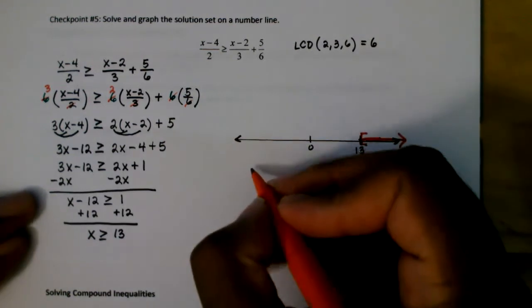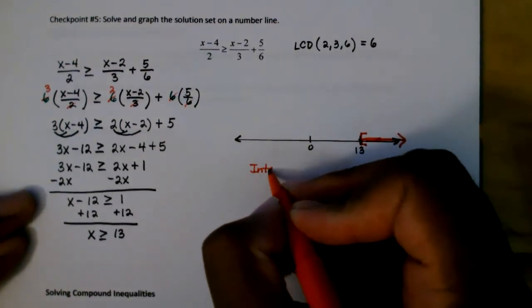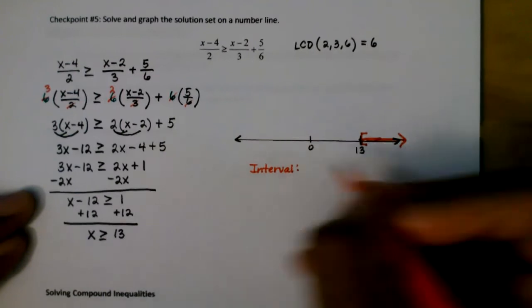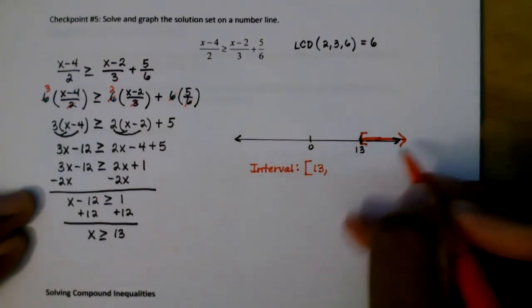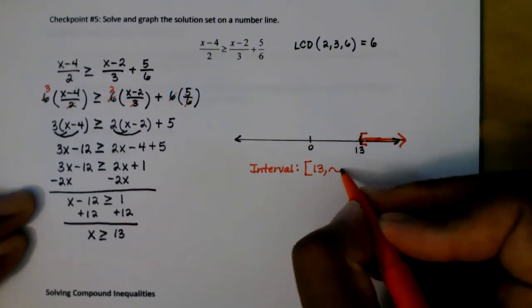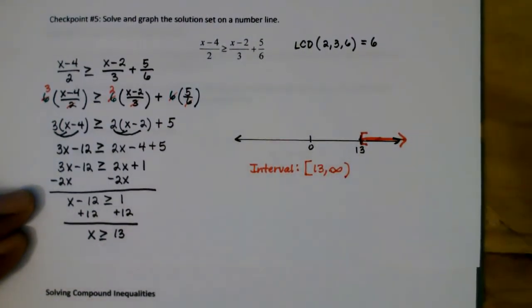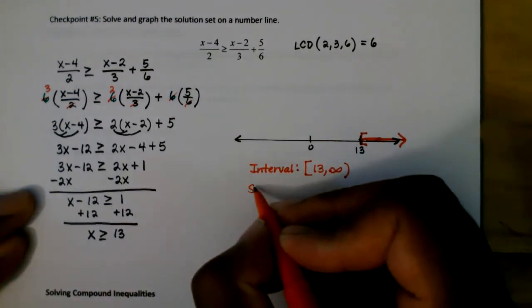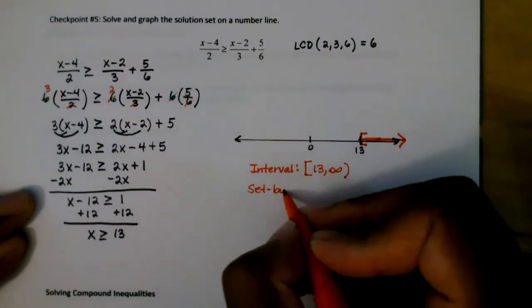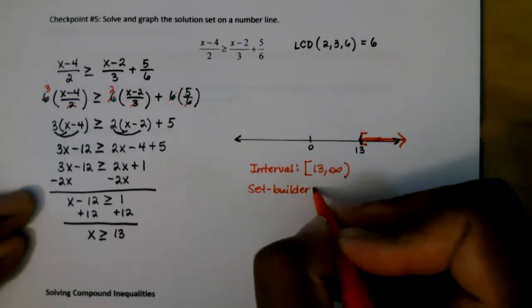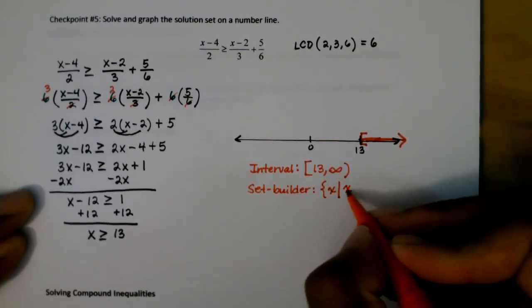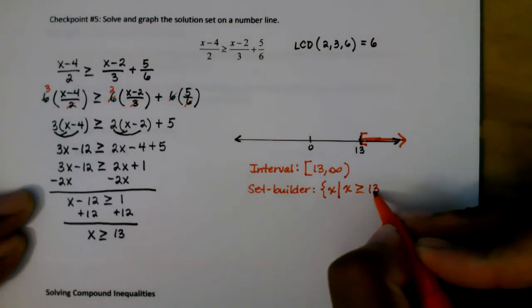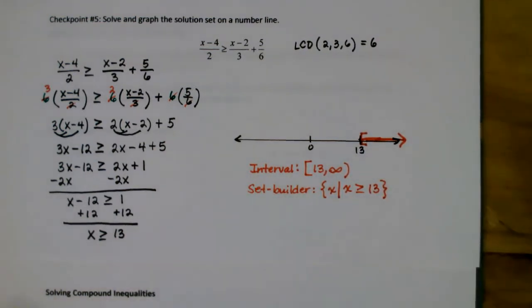And in case it asks for the interval notation, it'll be this. 13 is included, so we put a bracket at 13. This goes on indefinitely to the right, so we use positive infinity and a right parenthesis. And then for set builder notation, we write it like this: the set of x such that x is greater than or equal to 13.